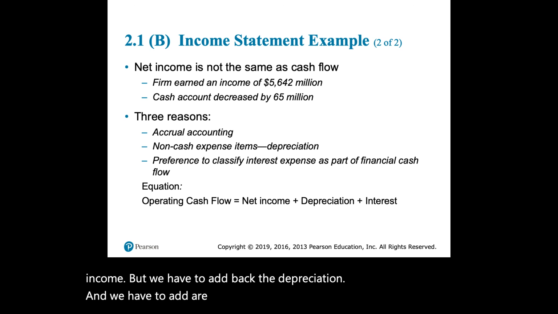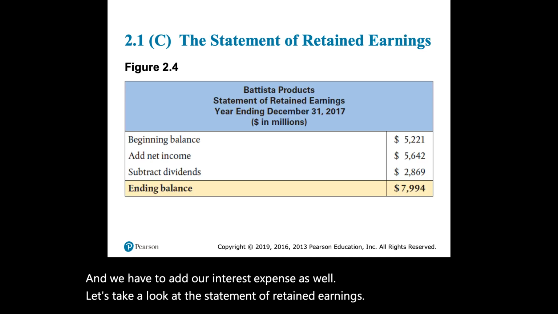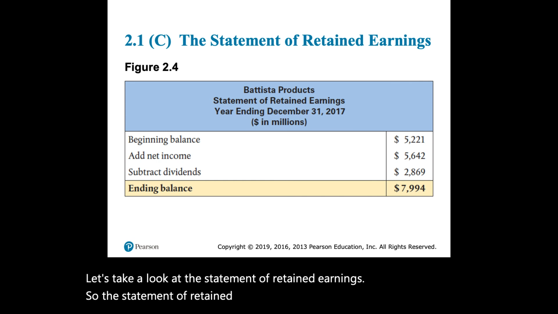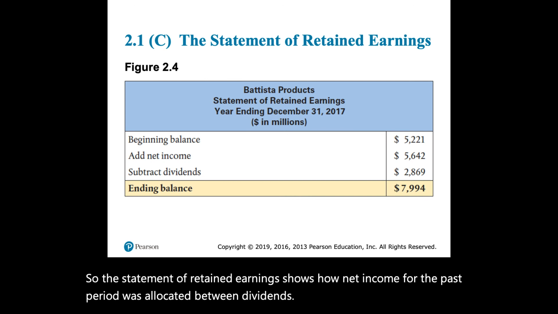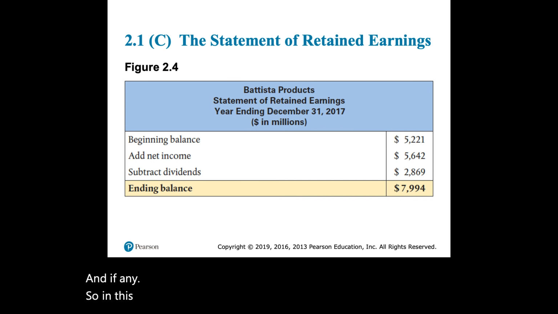Now let's take a look at the statement of retained earnings. The statement of retained earnings shows how the net income for the past period was allocated between dividends and retained earnings, if any. So in this case there were dividends paid out, okay? So we simply need to add our net income to our beginning balance, subtract our dividends, and then we should understand how we arrived at our ending balance or more recent retained earnings.